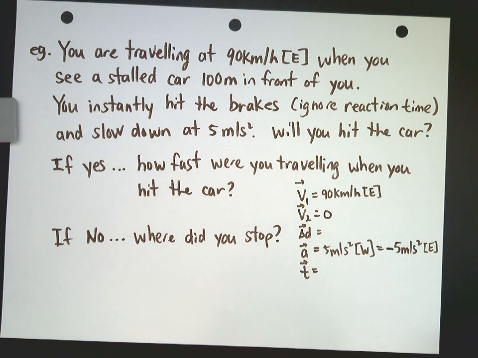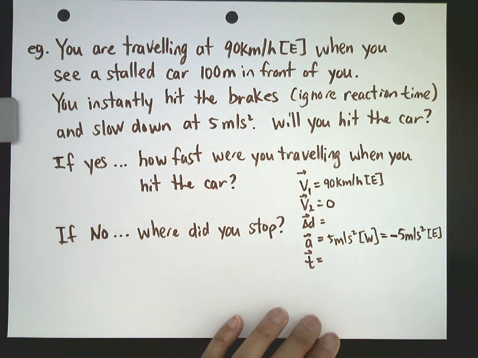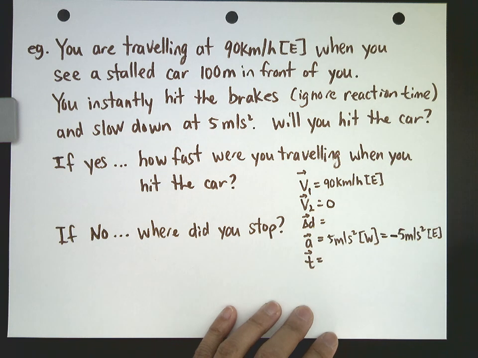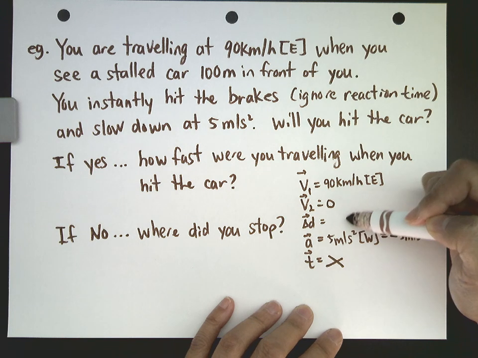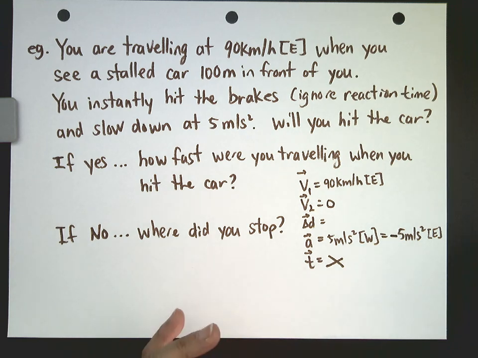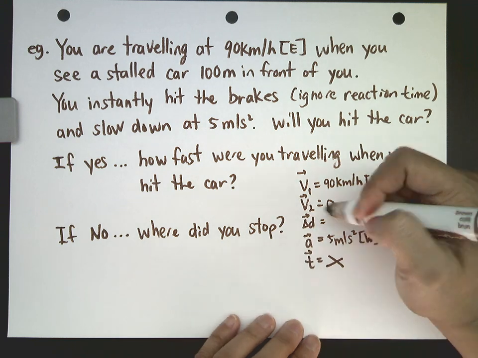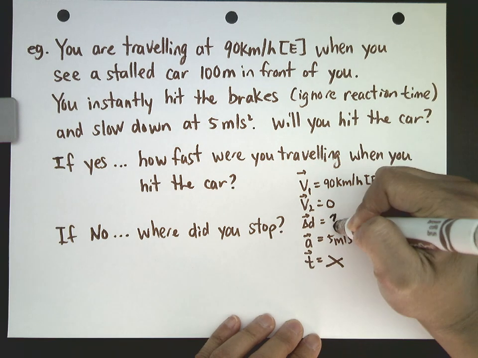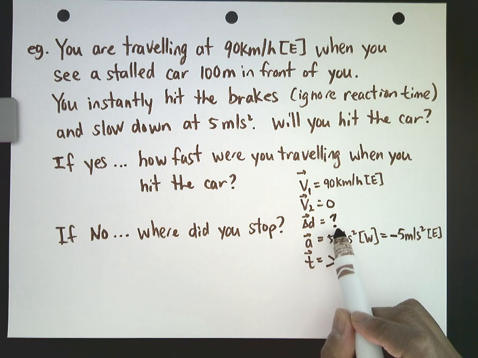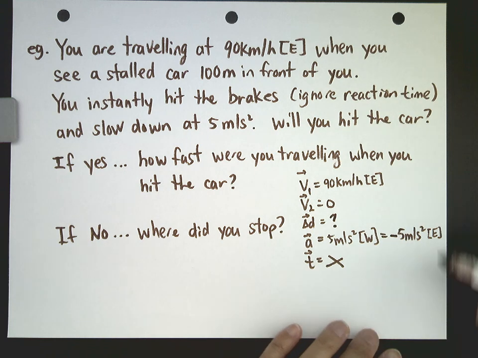The time, let's see, I don't have any information on the time. That's correct, I don't. We've completely ignored time, so let's X that out. And if I put 100 meters for the car, that means we have nothing to solve for. That doesn't make sense. Let's figure out where it stopped. We're going to assume it stopped, and we want to figure out where. So here's our question mark. If we leave this as a question mark and we solve for it, then we can figure out whether or not it hit the car.